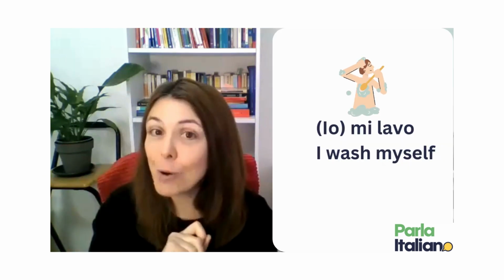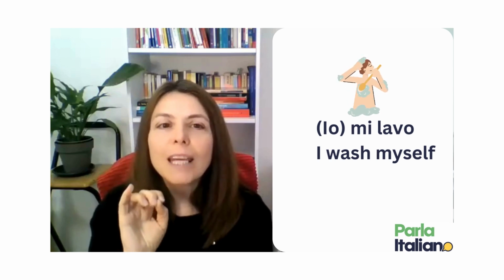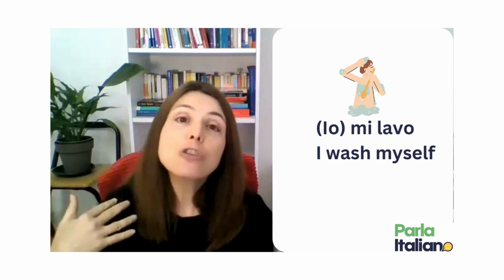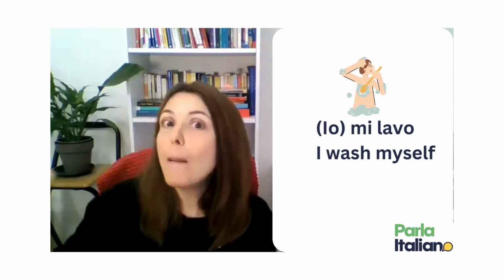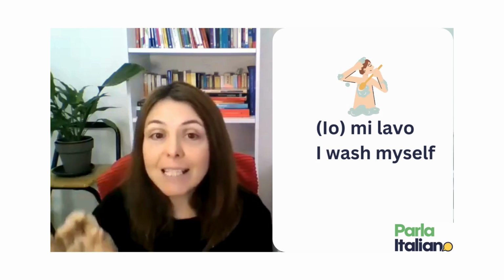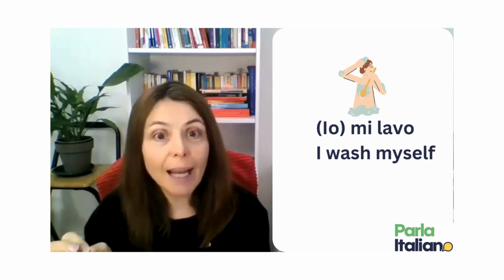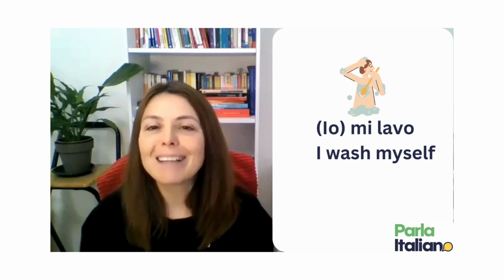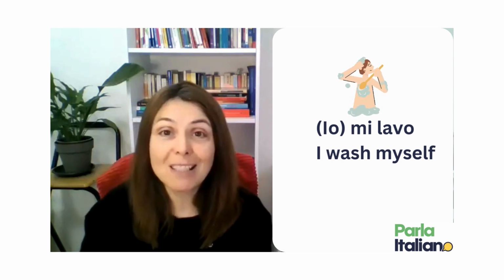Otherwise, let's go on. So the concept of a reflexive verb is easy to understand. It is an action done onto oneself, such as io mi lavo, I wash myself. It exists in the English language, and it is also easy to conjugate in Italian. So, why is it that these verbs cause so much trouble for my students?